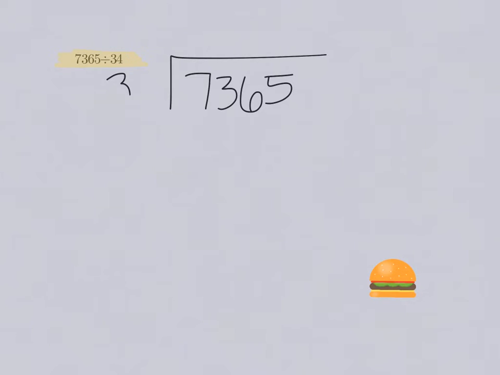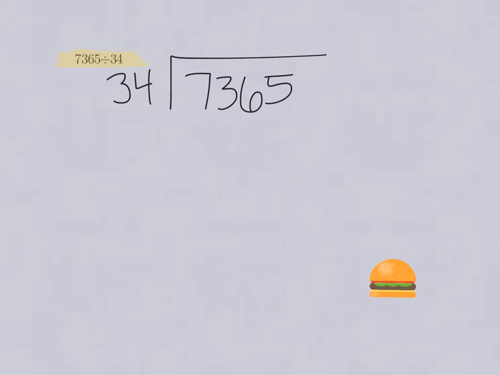7,365 divided by 34. So this time we have a little bit bigger of a divisor, and that might be a little trickier for some of us as we don't really have our multiples of 34 memorized. But I'm going to teach you a trick to hopefully make that not as hard of a process. So I'm first just going to set up my problem, 7,365 inside the house, 34 outside the house. I'm just going to make sure I have all my information and that I have it the way that I want it.